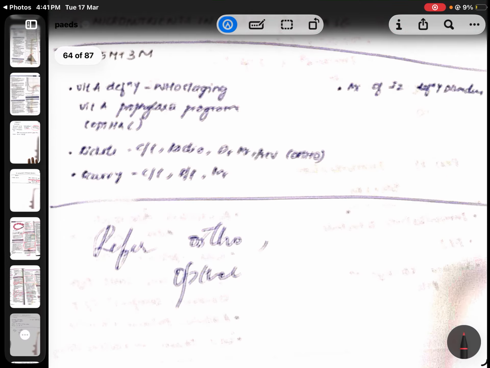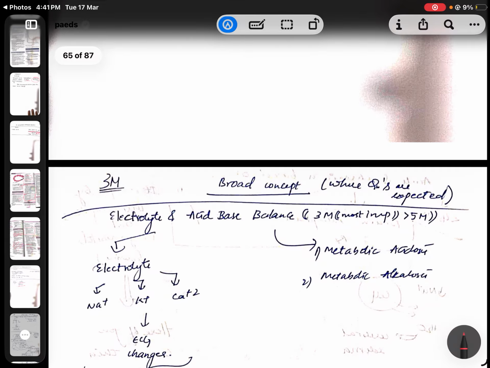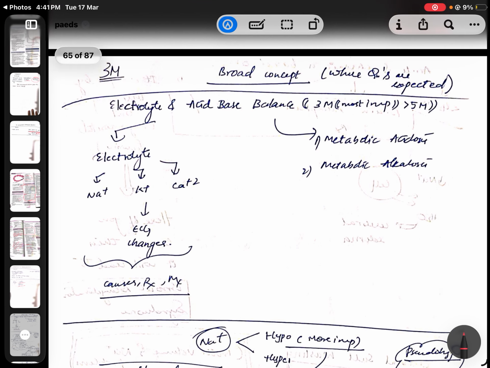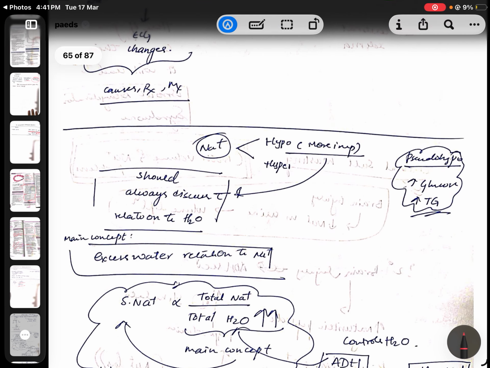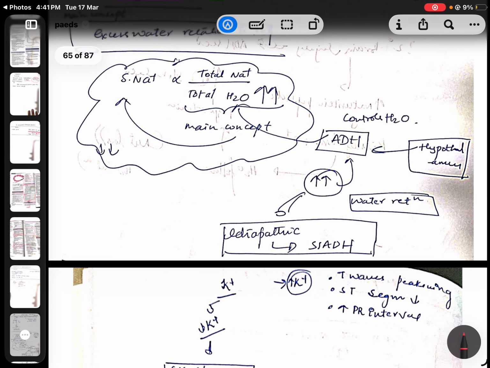Micronutrients, please refer ortho and ophtha. Okay, I'm not discussing much because I think I have discussed it on many subjects. Then again, electrolytes, acid-base balance. Again, I'm not discussing much. There are broader concepts where they can ask. Again, this is the concept of if it's sodium, why you need to know its relation with water and all those things. I'm not discussing much.